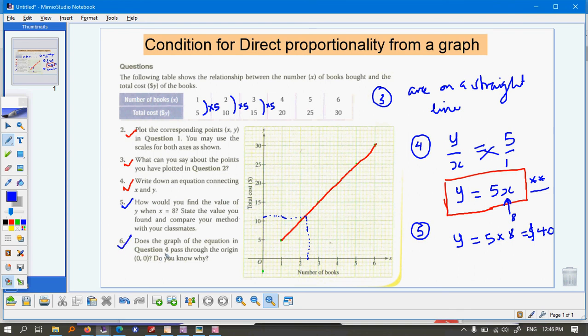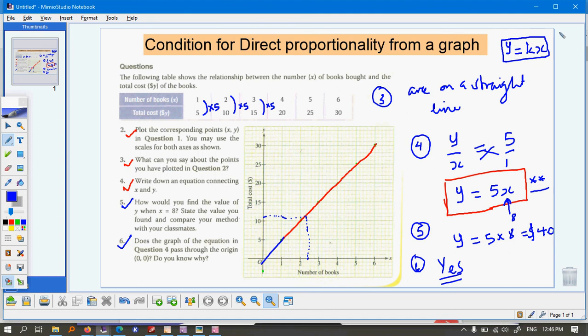Question 6, does the graph of the equation pass through the origin? Does it pass through the origin? And our answer is yes. How do you know, or why do you say it passes through the origin? One, if you extended this graph backwards, it will go through the origin. But also, secondly, lines which are in the form y equals kx go through the origin.